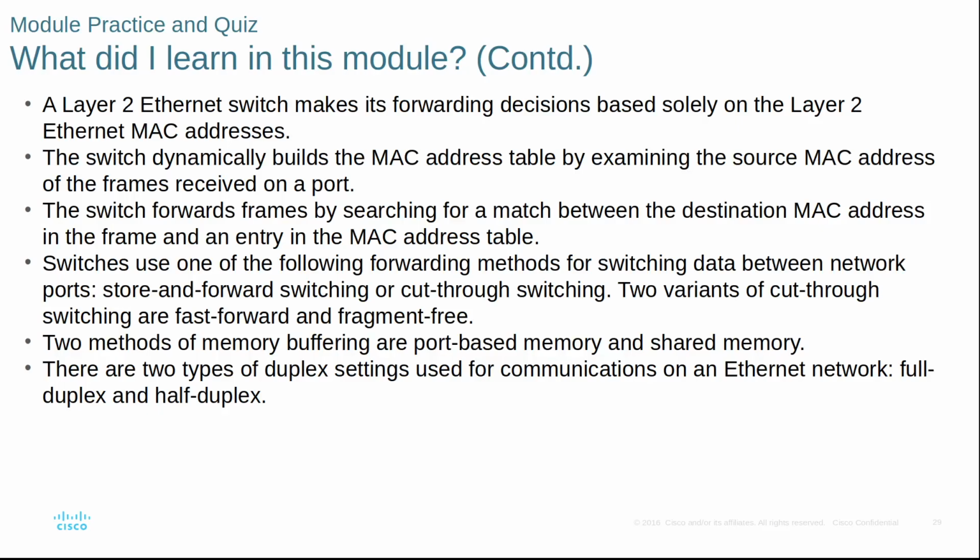We talked about store and forward and cut-through switching. Store and forward is a bit slower, but it runs an error checking, a CRC. Cut-through is faster, but you lose that, right? And cut-through has 2 variants, fast forward and fragment free. We talked about memory buffering, and we talked about duplex settings. Full duplex, both sides can communicate at the same time, send and receive. Half duplex, only one side can send or receive at a time.